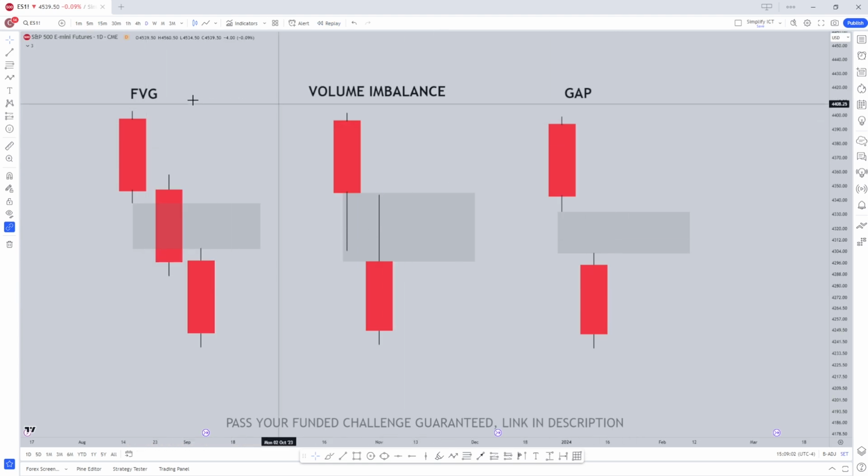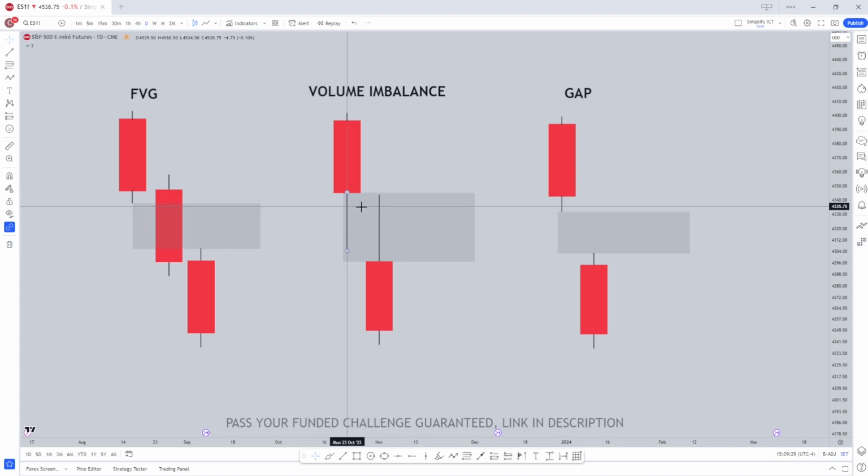A fair value gap is made up of 3 consecutive candles. However, the difference between a volume imbalance and a gap and a fair value gap is that the volume imbalance is made up of 2 candles and solves the gap. So a volume imbalance is the gap between the closing of the first candle and the opening of the second candle. But the difference between the volume imbalance and the gap is that there's completely an absence of trading with the gap. However, with the volume imbalance, the wicks can actually overlap.